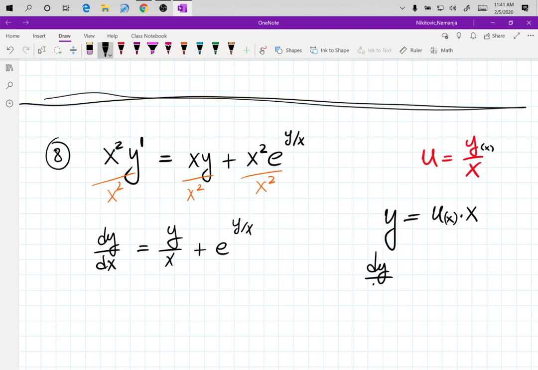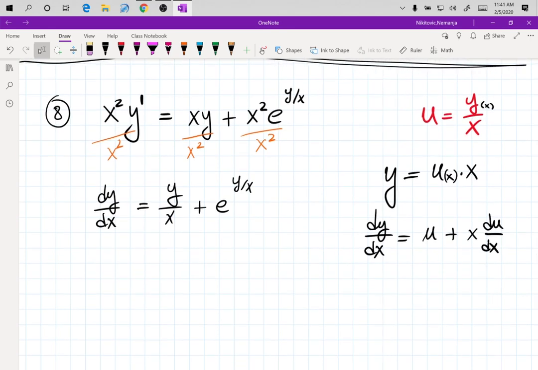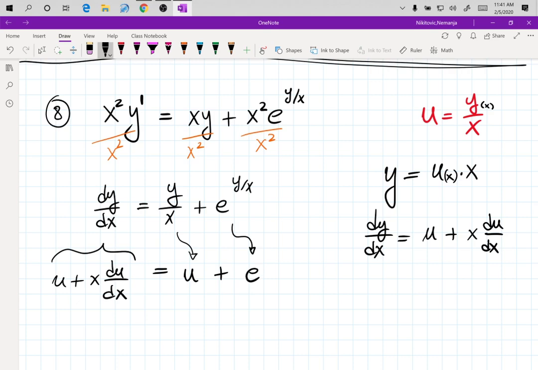Now, when I find dy/dx it will be a product rule. Copy the first, derivative of the second, plus copy the second, derivative of the first. Awesome. Now, we bring all of these features into our differential equation. dy/dx gets replaced by, actually, let's do it this way. u plus x du/dx equals, this over here is just u plus, and this one is e to the u. Do we all see these substitutions? Meditate on this a little bit.